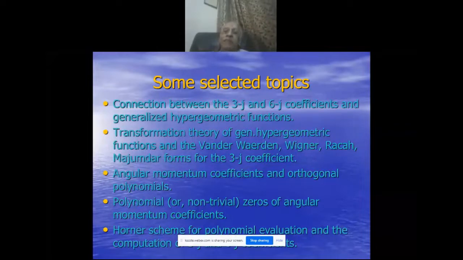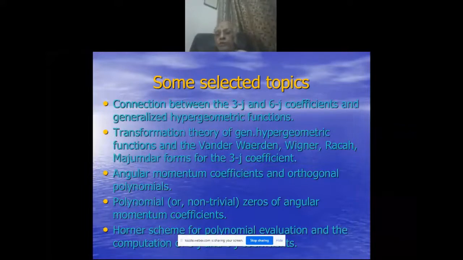The transformation theory of generalized hypergeometric functions related to various forms of hypergeometric functions. These were named after the discoverers of those forms. One of them is known as the van der Waerden form, another is known as the Wigner form, another is known as the Racah form, and another is known as the Majumdar form for one of those coupling coefficients, which is known as the 3J coefficient. Why 3J? You will understand from the next slide.